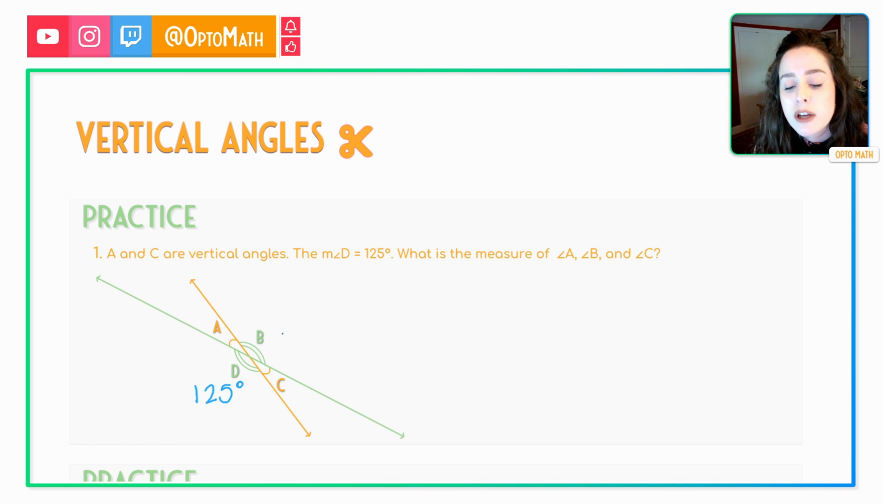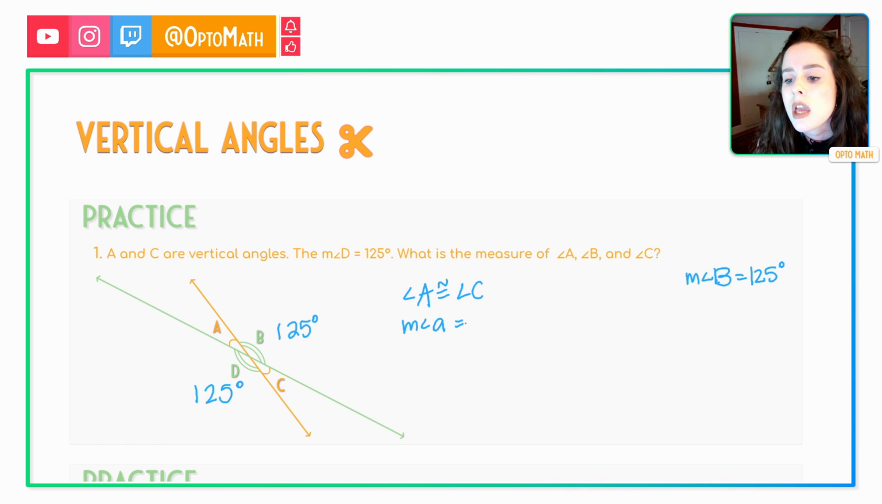So we've already got the measure of angle D. That's just going to be 125 degrees. So that's good. Let's write that over here so now we've got it. The measure of angle B is 125 degrees. Now let's think, how are we going to find A and C? Well, we know A and C equal each other because they're also vertical angles, so let's go ahead and make a note of that. Angle A is congruent to angle C, so the measure of angle A equals the measure of angle C. So we know this, we have to figure out what actual number it is.